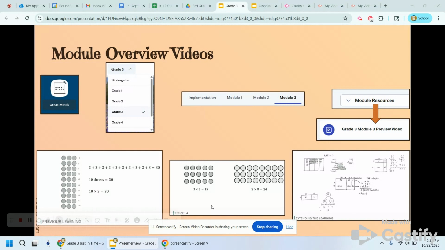Then it goes through each topic and gives you visual examples and strategies, previewing what's going to happen in each topic. And at the end of the video, it tells you vertically, well, where is this learning going? Is there a later module within my grade level that this is going to connect to? Or is this learning going to connect to future grade levels? So it explains that vertical connection. It's a really, really great resource.